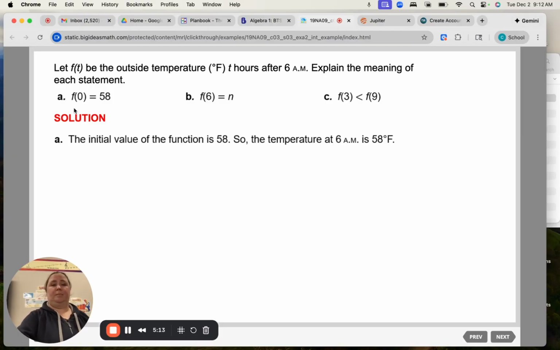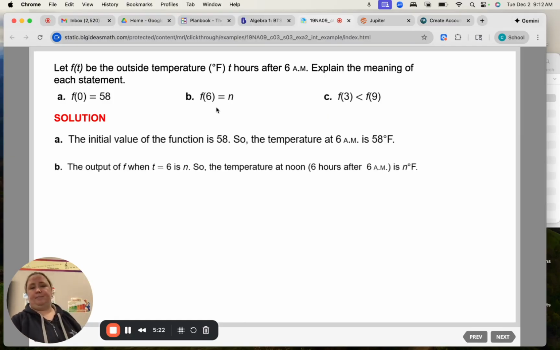All right, so now let's look at B. F of 6 equals N. So what is this telling us? It's 6 hours after 6 a.m.? Is noon. Very good. And the temperature is what? N degrees. So you would label it N degrees Fahrenheit.